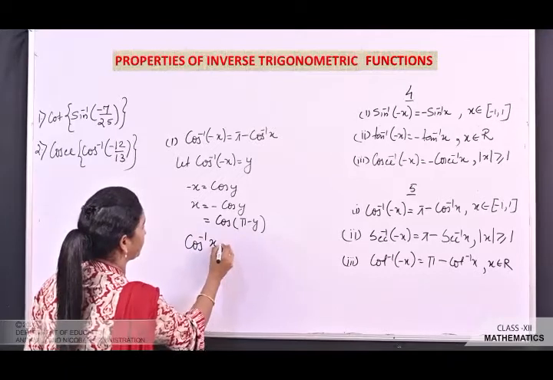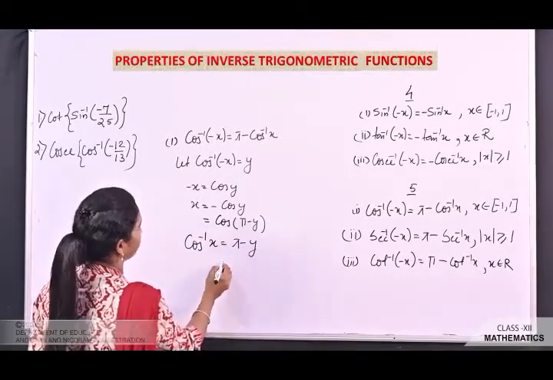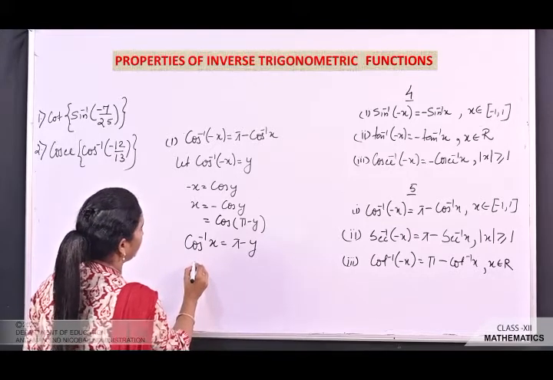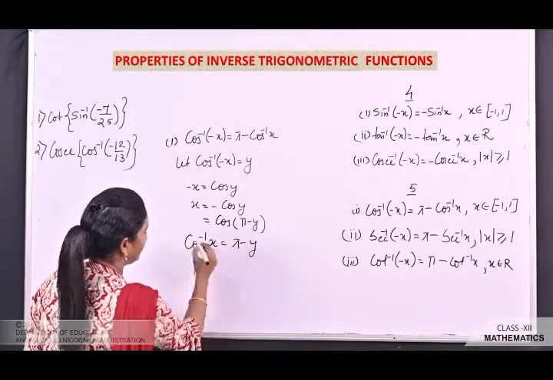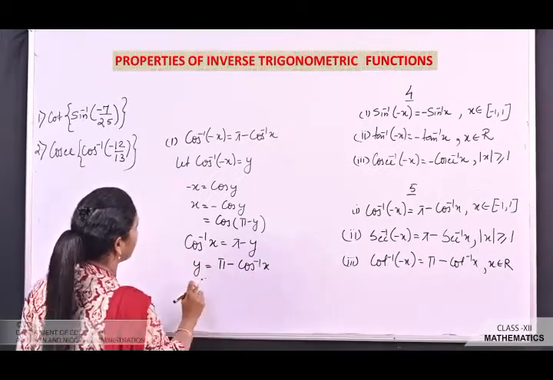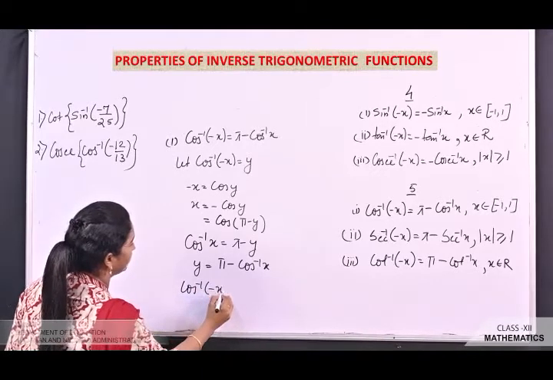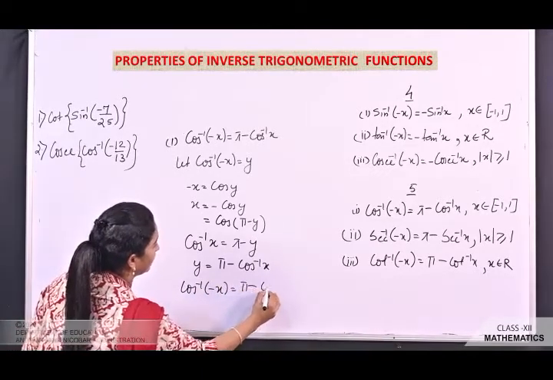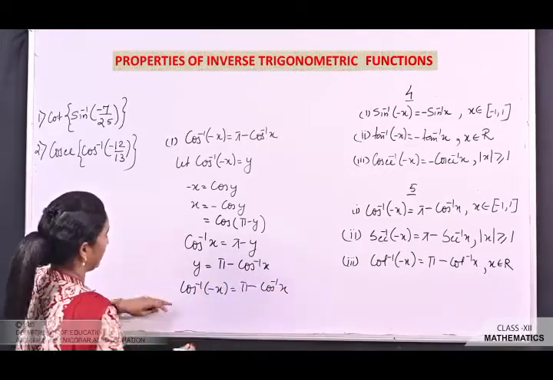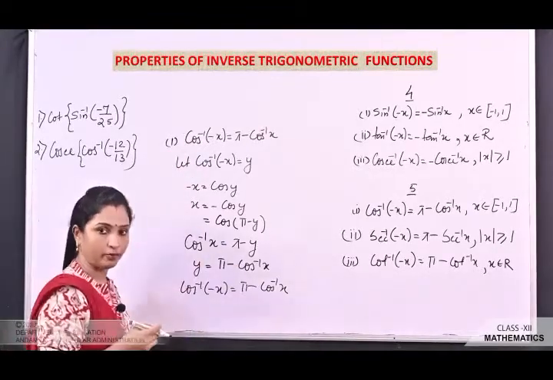Cos inverse of x is equal to pi minus y. Okay, so what is y here? If you want to find y, take y to this side, it becomes pi minus cos inverse x. And what is the value of y you have supposed? Cos inverse of minus x is equal to pi minus cos inverse x, and this is how you have proved the first formula of the fifth property.